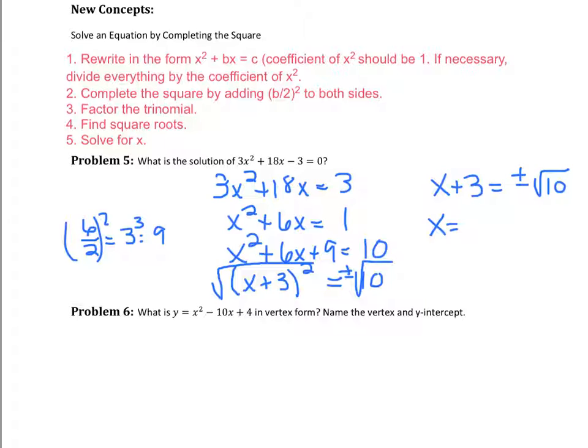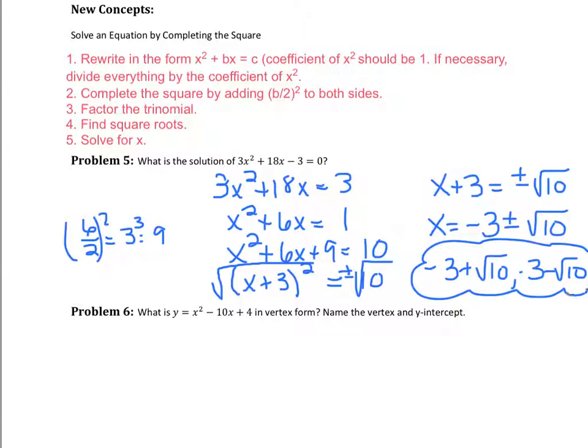No, you still have to subtract the 3. So we're going to do negative 3 plus or minus the square root of 10. Then you get the two answers: negative 3 plus square root of 10 and negative 3 minus square root of 10. Okay, I didn't see that 3 there, darn it. No, that's okay. All right, so let's go to problem 6 and see if we can do that one.